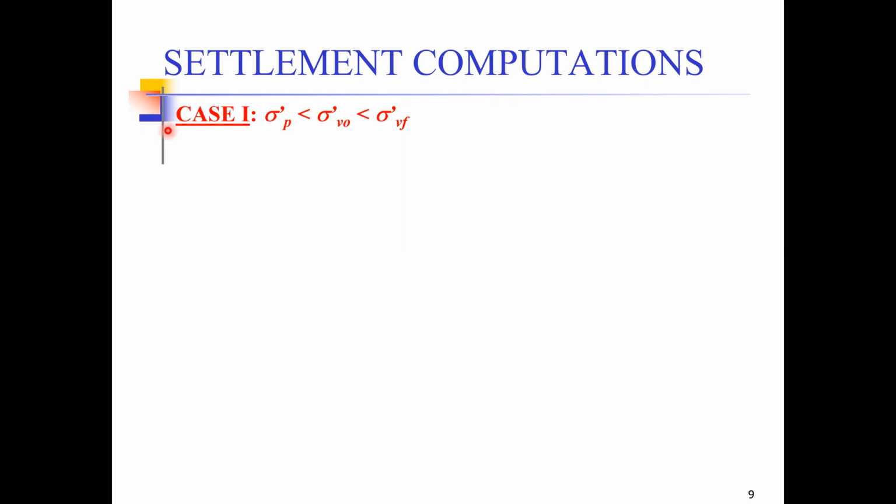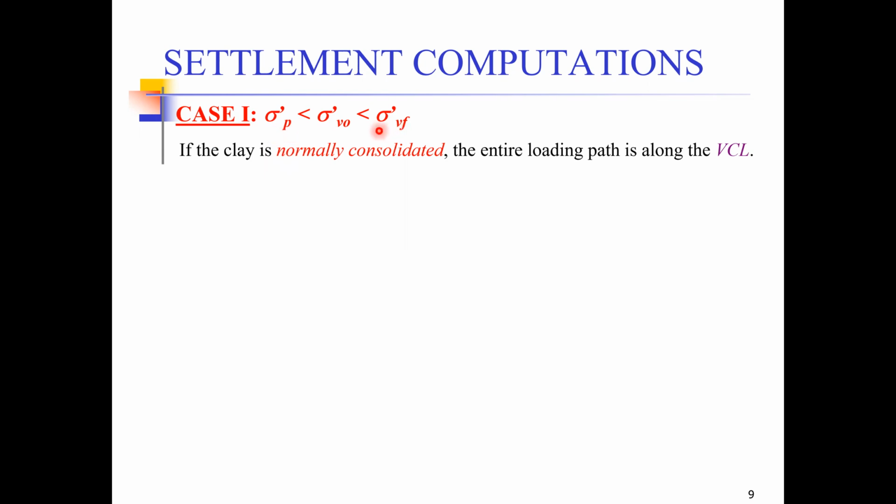First of all is the case of a normally consolidated soil. Now this expression represents a normally consolidated soil. What is a normally consolidated soil? Where the present overburden pressure is greater or almost equal to the pre-consolidation pressure. However, this is less than the final applied stress. So this is what we call a normally consolidated soil.